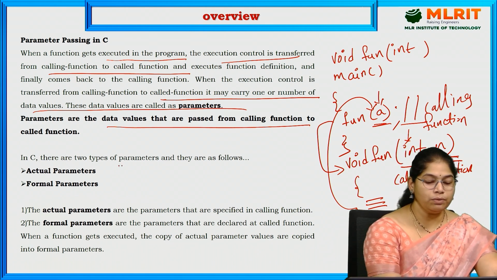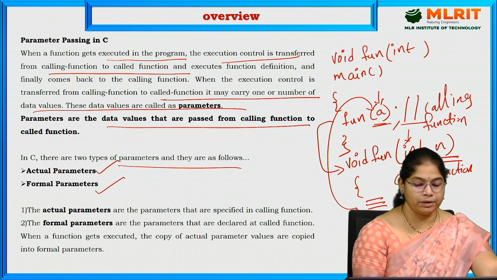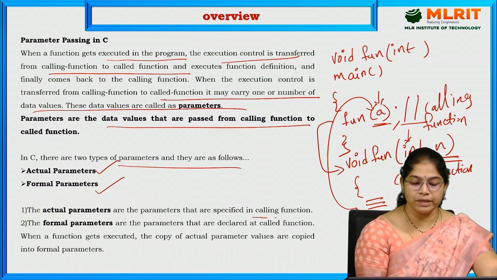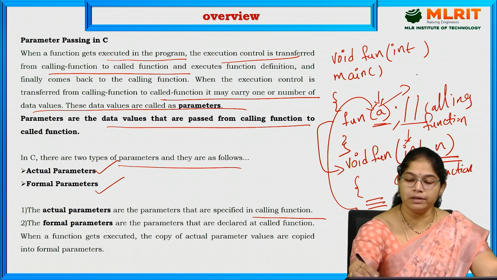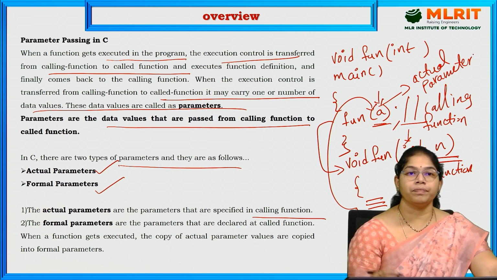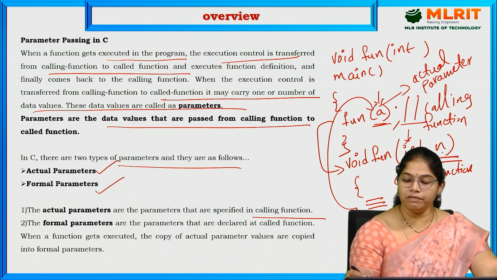There are two types of parameters: actual parameters and formal parameters. Actual parameters are specified in the calling function. So this is the calling function, and these parameters are called actual parameters. The parameters in the called function, this is the called function, in this we have a parameter called n. This is called the formal parameter.